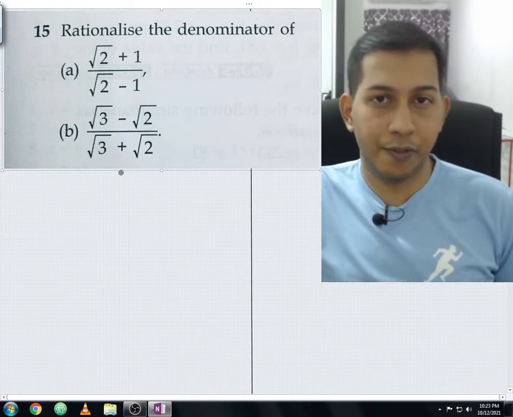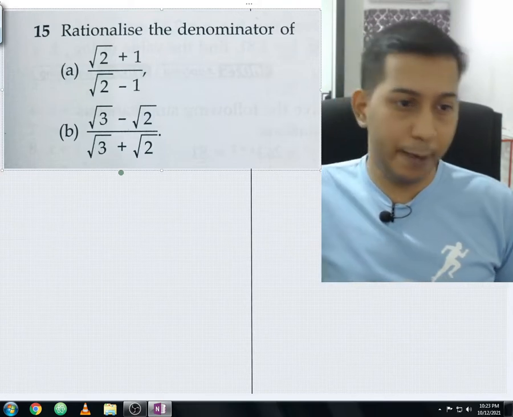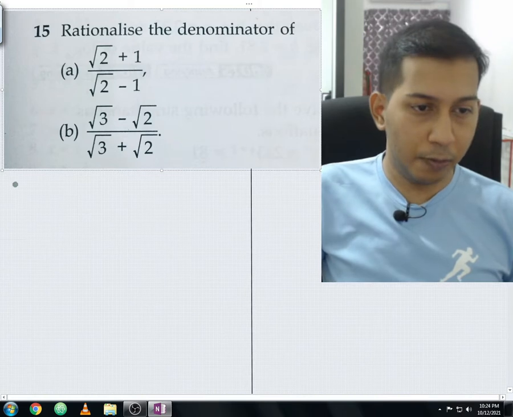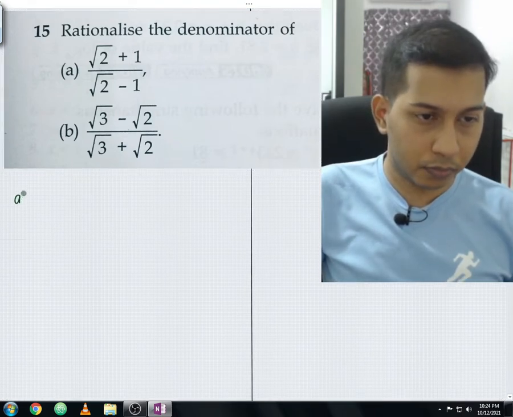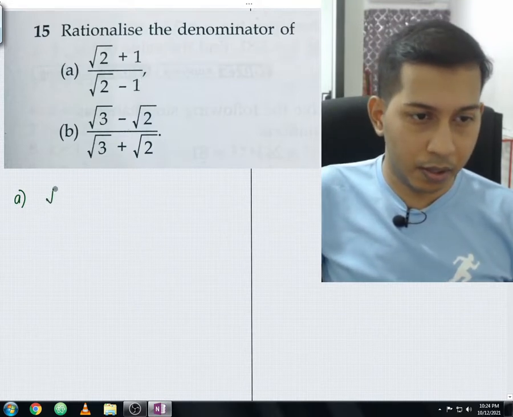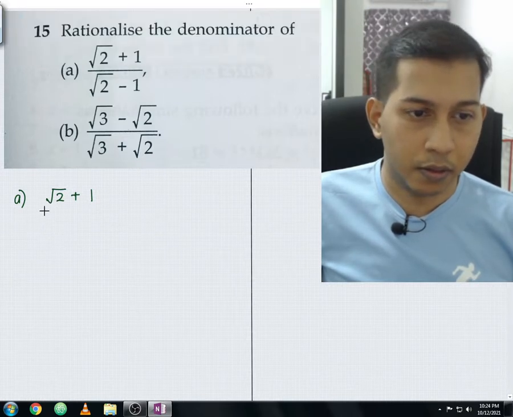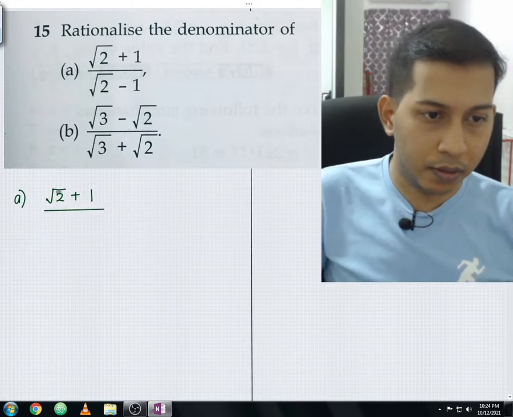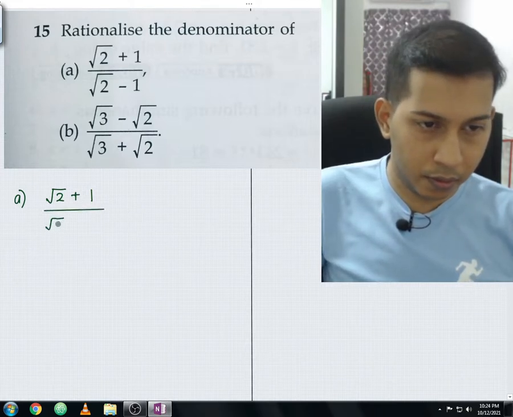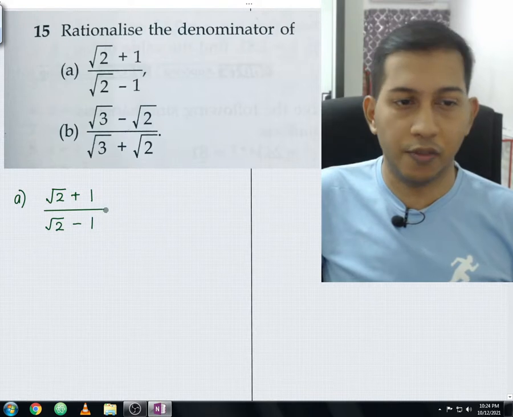Okay, so without further delay, let us start to solve the question part A, followed by the question part B. So let us begin the working now. Let me write down the fraction into the working here. √2 + 1. Let me underline the fraction, over √2 − 1. So let us start our working from here itself.